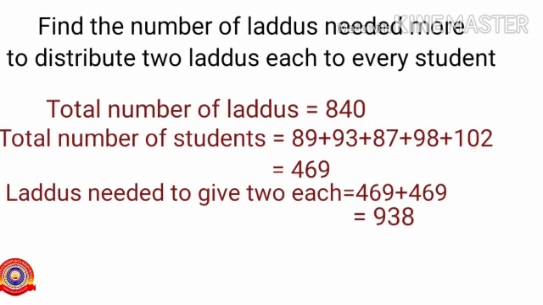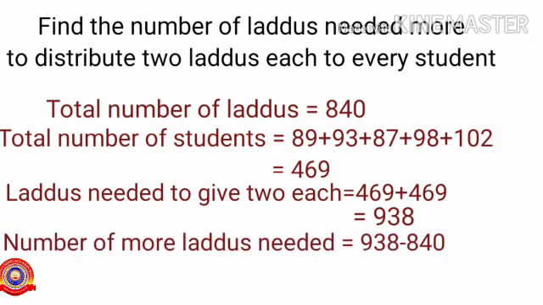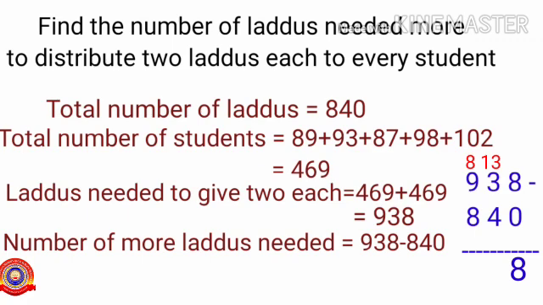Then we have to find number of more laddus needed. Children, you know already we have 840 laddus. So, to find number of more laddus needed, subtract 840 from 938. 8 minus 0, 8. Then 3 becomes 13 and 9 becomes 8. 13 minus 4, yes, 9. 8 minus 8, 0. So, number of more laddus needed 98.